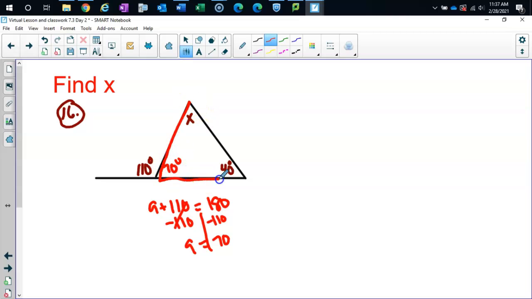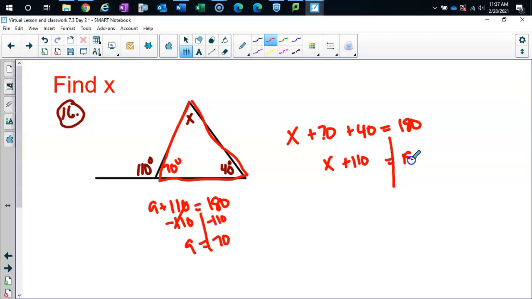Now, here's our triangle. Find X. Go. Well, you should have already done this. So your equation would be X plus 70 plus 40 equals 180. So I'll have X plus 70 plus 40 is 110 degrees equals 180. Subtract 110, and I get X is 70 degrees. So you should have found X to be 70.